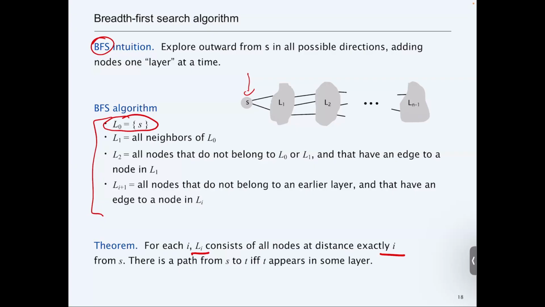And this fact is incredibly powerful because it means that breadth first search automatically computes the shortest path distance in an unweighted graph. So not only does it compute whether things are connected, but it's also going to compute the shortest path distance in an unweighted graph. So if there's a node T that first appears in layer L5, then we know that the shortest path from S to T uses exactly 5 edges.